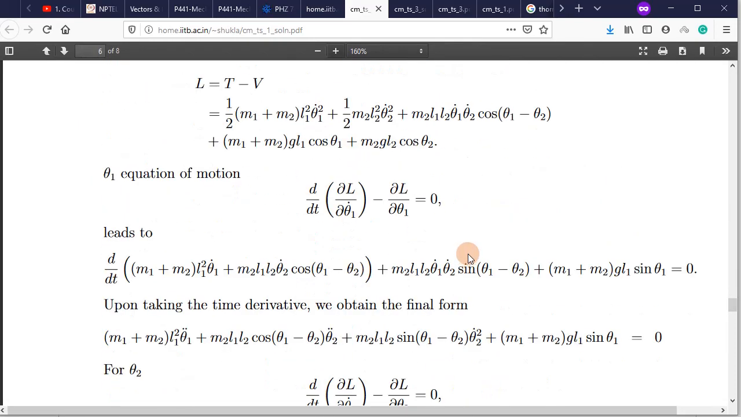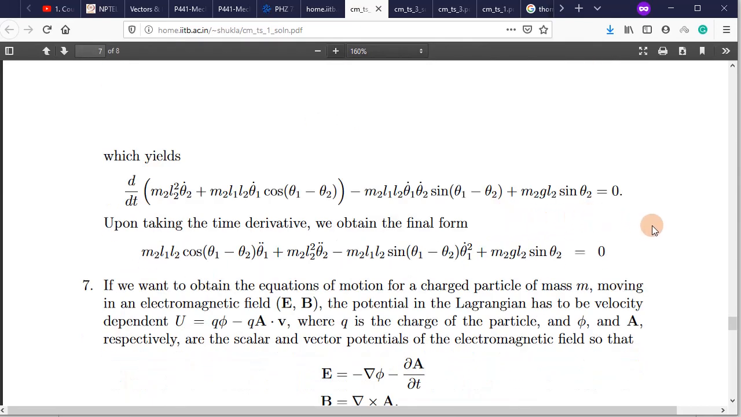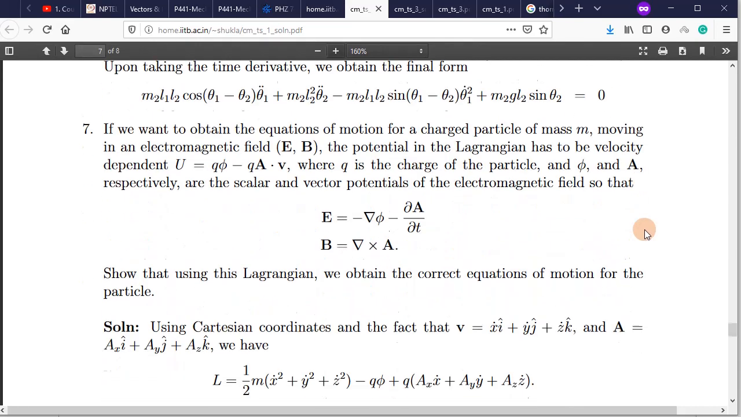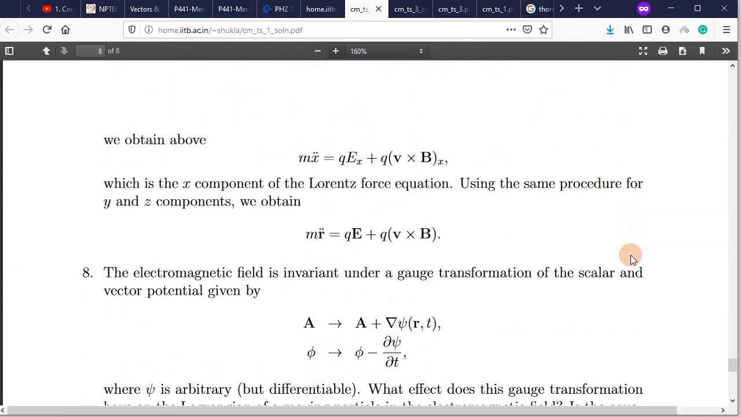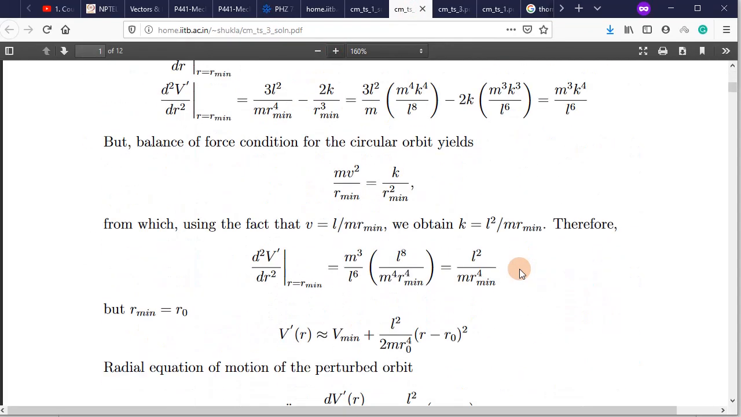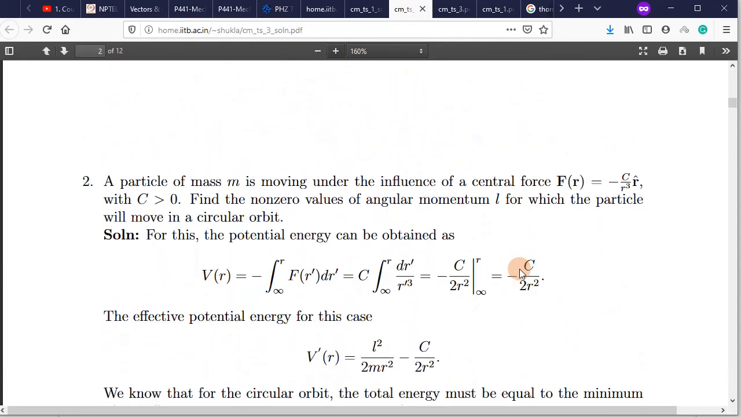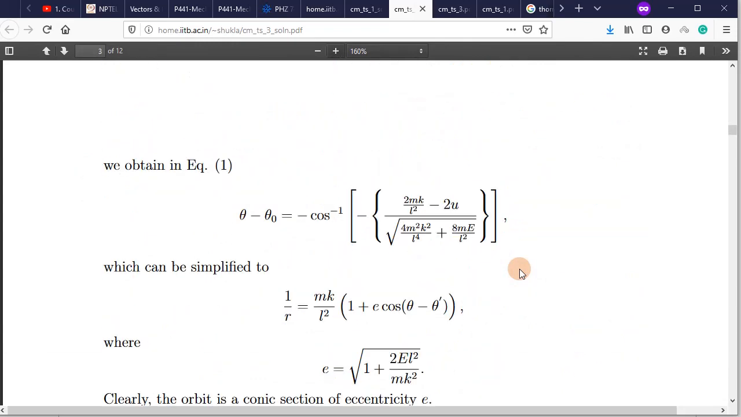Not much is written, whatever is written is required to understand. Whichever steps you need to understand are done. He did not skip lots of steps, but he did not do all the minute calculations either. But that's the perfect solution, what I can say. So this is the solution of tutorial set 3. If you go through it, you will understand. If you don't go through it, you won't understand. That's up to you.